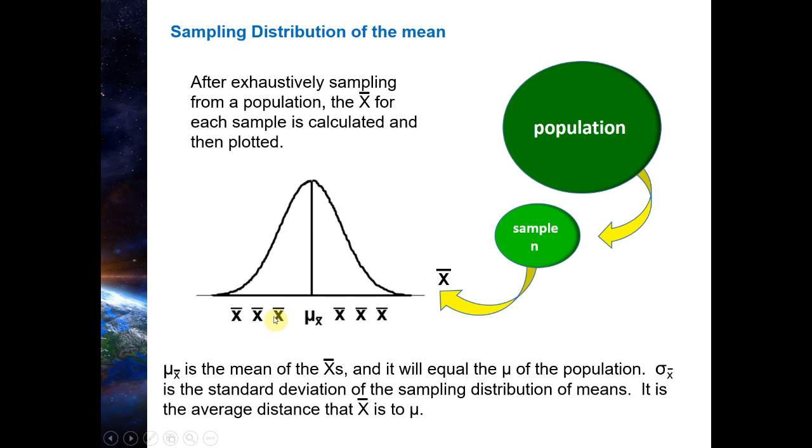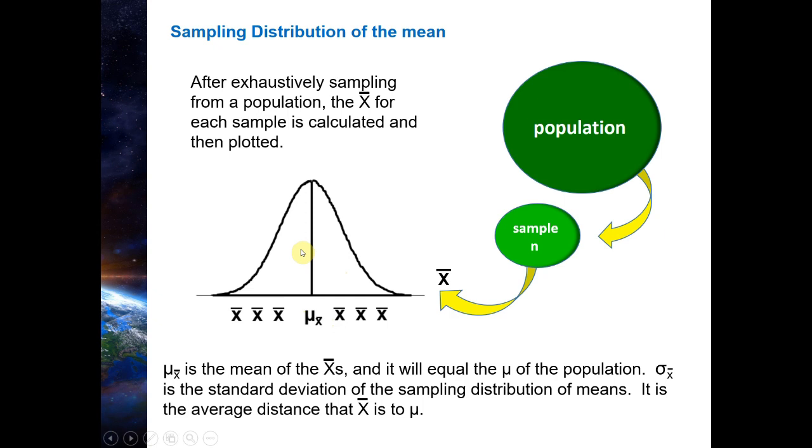And so once we calculate the standard deviation of these numbers, that tells us the average distance that these means are to the population mean, right? Mu sub x bar. So again, if we calculate the standard deviation of this distribution, it is the average distance x bar is to mu sub x bar. Okay, we call that sigma sub x bar, for a subscript, sub x bar.